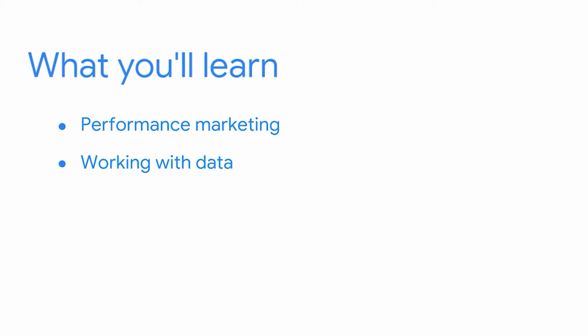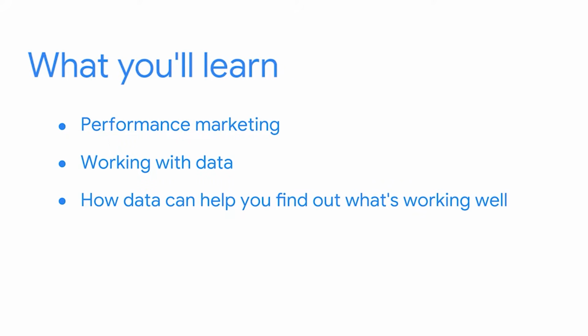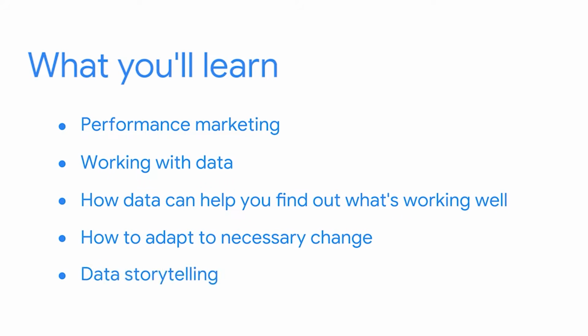This part of the course is all about data. How you measure it, how you interpret it, and how it can make your strategy better. We'll explore the concept of performance marketing and examine some ways you might be working with data in an entry-level digital marketing or e-commerce role. We'll discuss how data can help you find out what's working well and how to adapt to necessary change. We'll also go over some ways to demonstrate those findings through data storytelling.